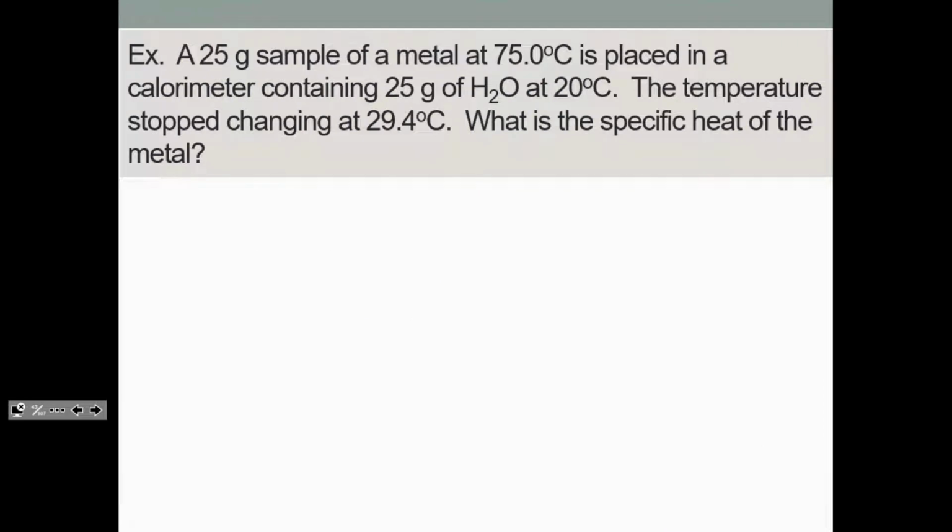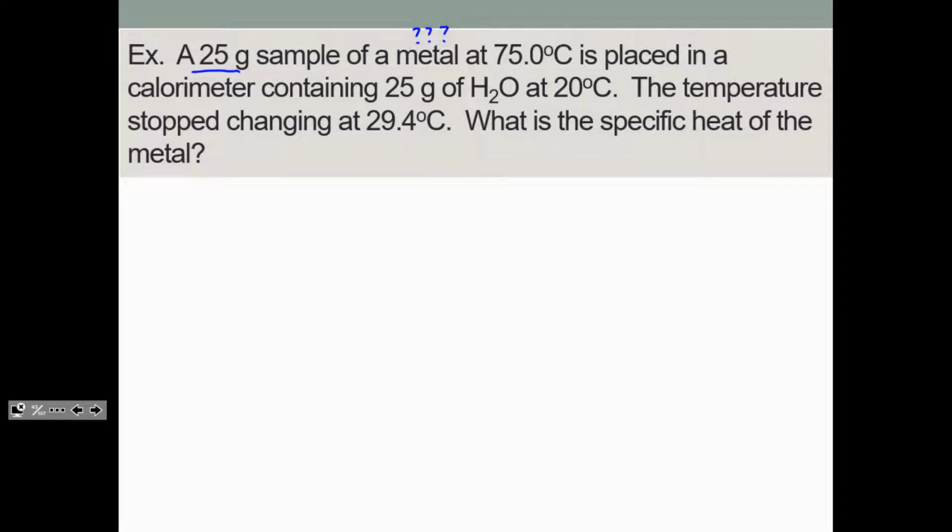We're going to do one example of calorimetry. A 25-gram sample of metal, and we do not know which metal this is, at 75 degrees Celsius, is placed in a calorimeter containing 25 grams of water at 20 degrees. The temperature stops changing at 29.4 degrees Celsius. What is the specific heat capacity of the metal?